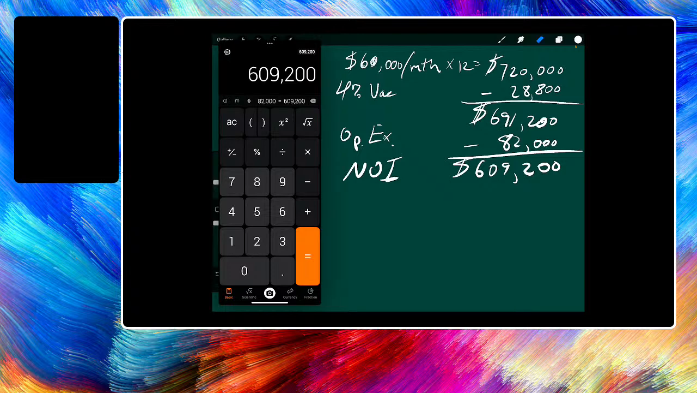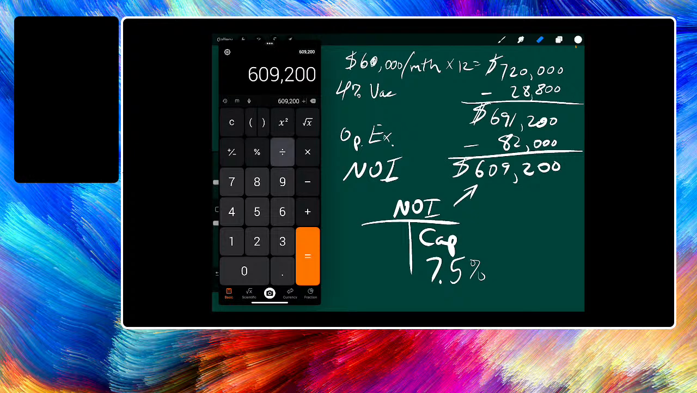We take our NOI, divide it by cap rate, which is our desired cap rate of 7.5%. Our NOI is this. That tells us that the market value is $8,122,667. Good.